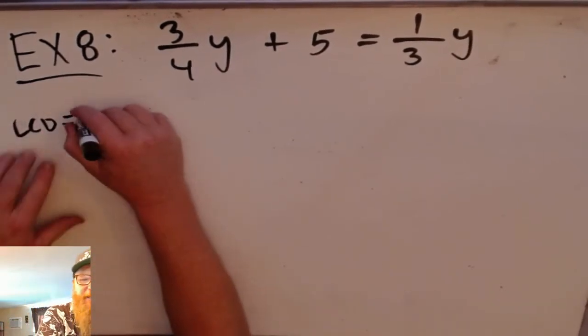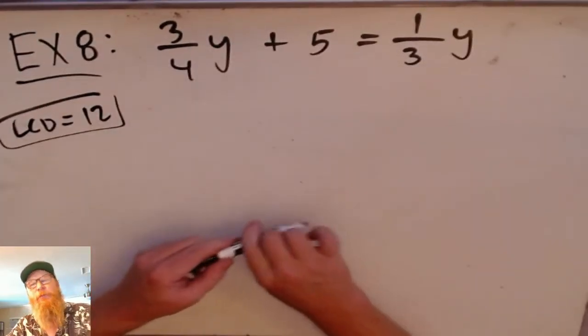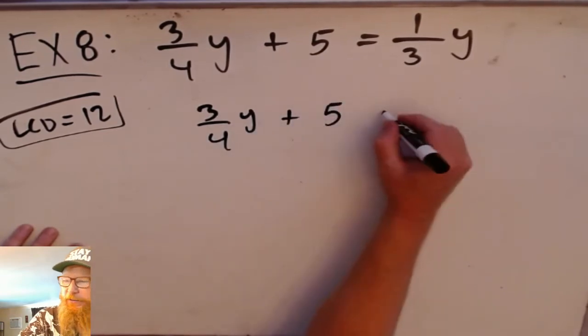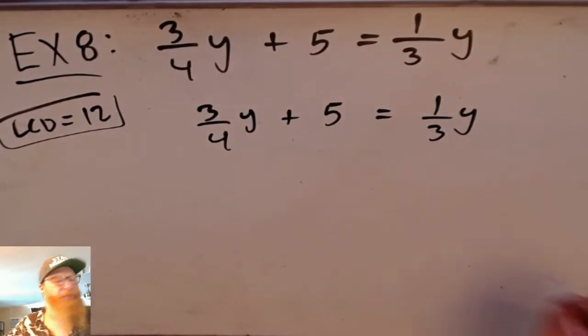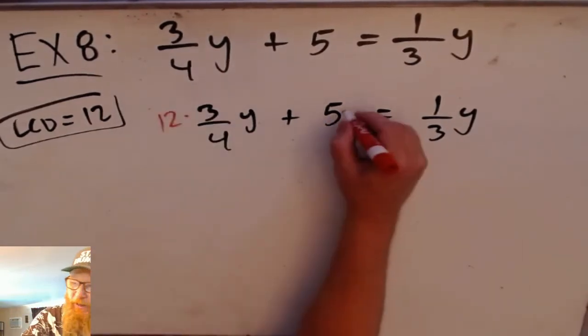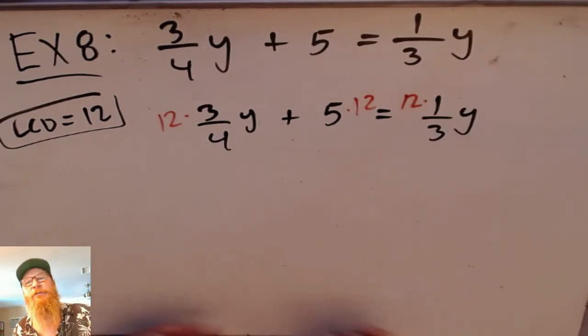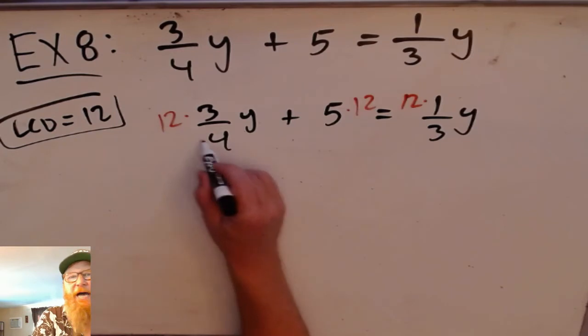So the LCD is 12. Yeah, 4 and 3, 12. So we're going to multiply all of our numerators by 12. 12, 12, 12. Make sure you do all of them. Numerators only. So don't hit the bottom with the 12.